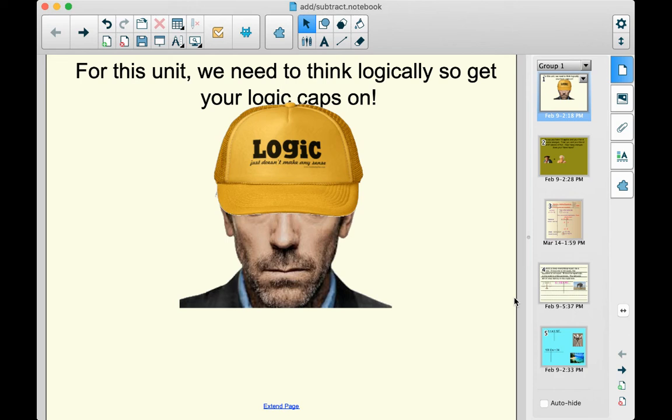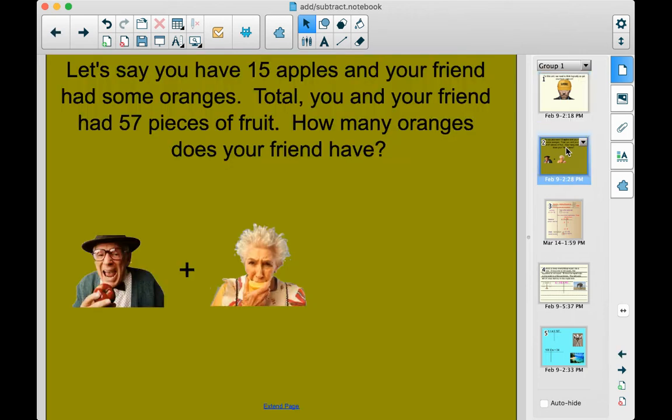Good morning, everybody. Welcome to a new unit. We are going to start today talking about solving equations. And this is pretty important because this is what algebra is all about. So we're going to learn the ideas that algebra is based on. And to do it, we're going to need to think logically. So everybody put on your logic hats and see if you can follow me.